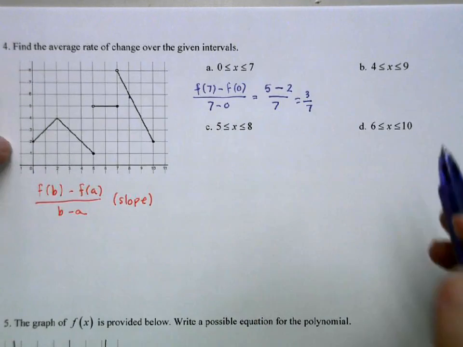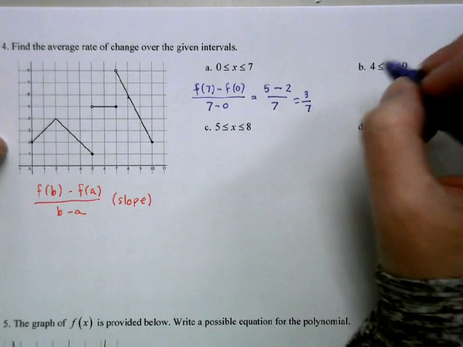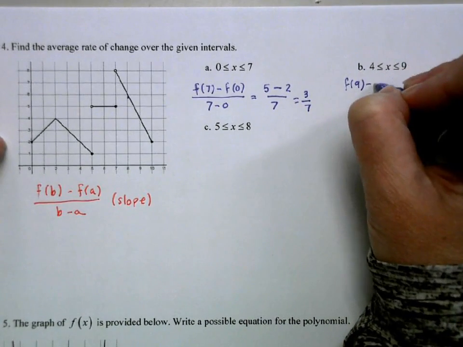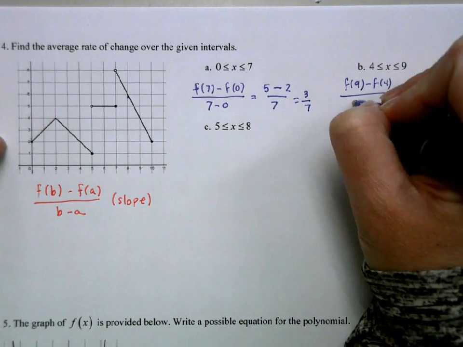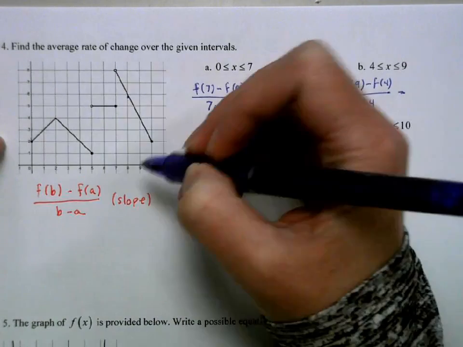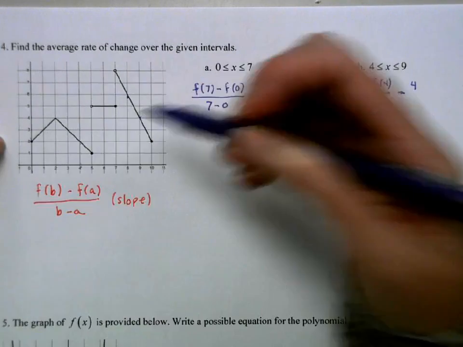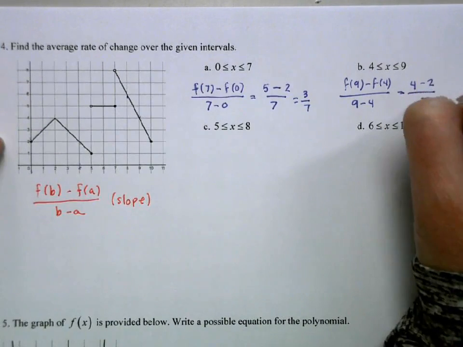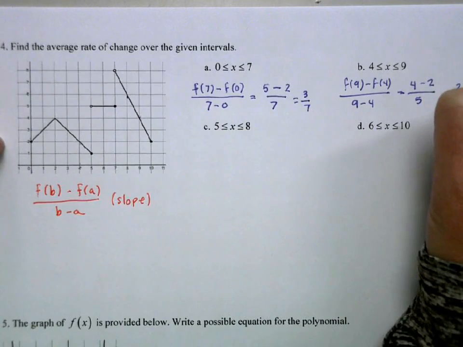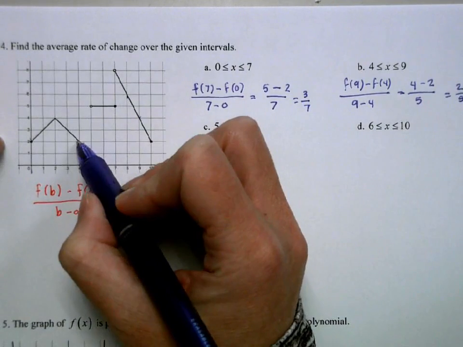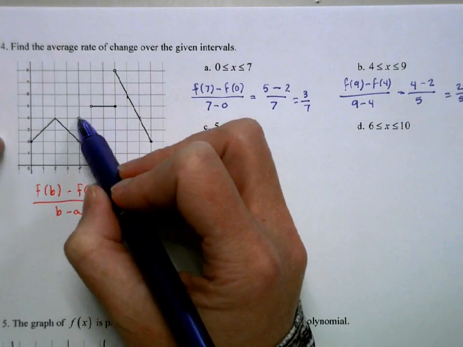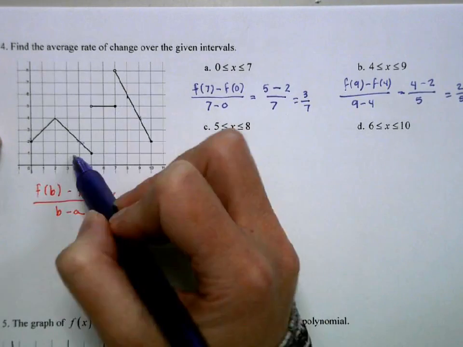Okay, let's do another one. 4 to 9. So f of 9 minus f of 4 over 9 minus 4. At 9, we're at 4. At 4, we're at 2. So we get 2 over 5. And again, you could start there, go up 2 over 5, and do it like that. You could draw the line even.